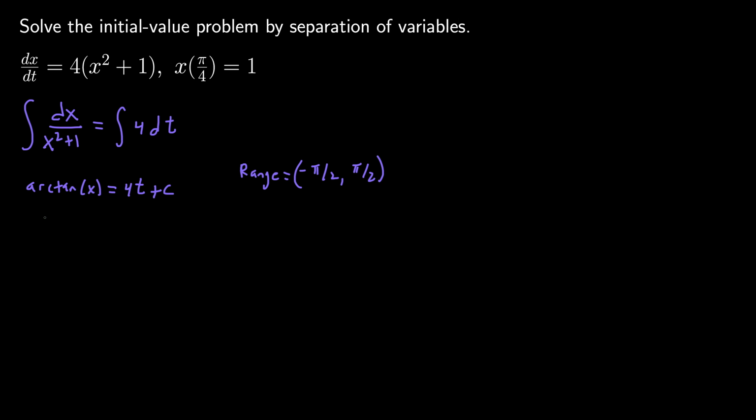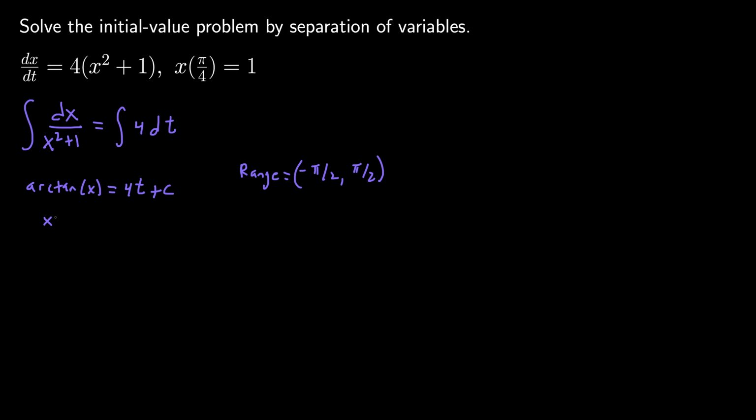If you recall, the arctangent is simply an inverse tangent function, meaning it gives us the angle. So arctangent of x equals 4t plus c. That means that 4t plus c is the angle. Preferably, it's better to rewrite these type of problems into a regular trig function as opposed to an inverse trig. So that's the next step that we're going to do.